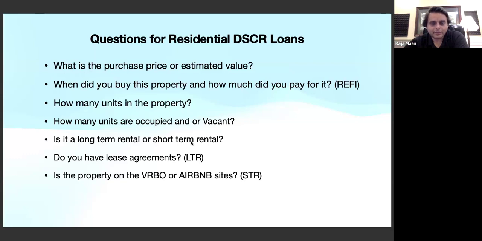Do you have lease agreements? Especially for long-term rentals, we need to see lease agreements. If it's a short-term rental, is the property on VRBO or Airbnb or whatever the other sites are? I just know two of them. They should be on the site and it should be stating the same rent they're declaring in their application.